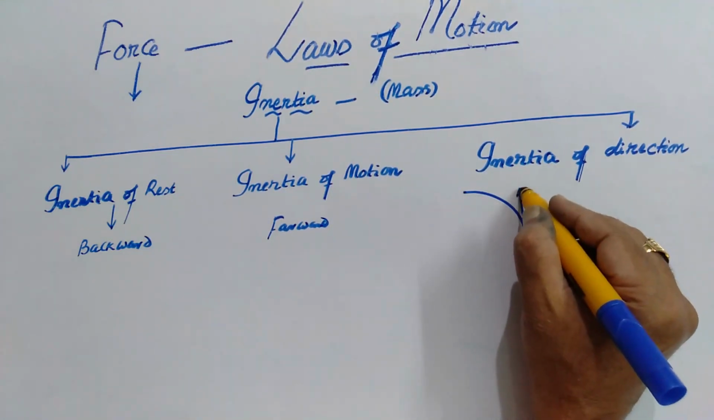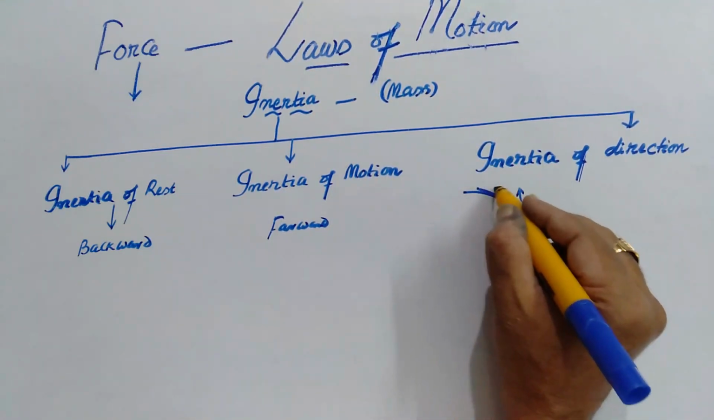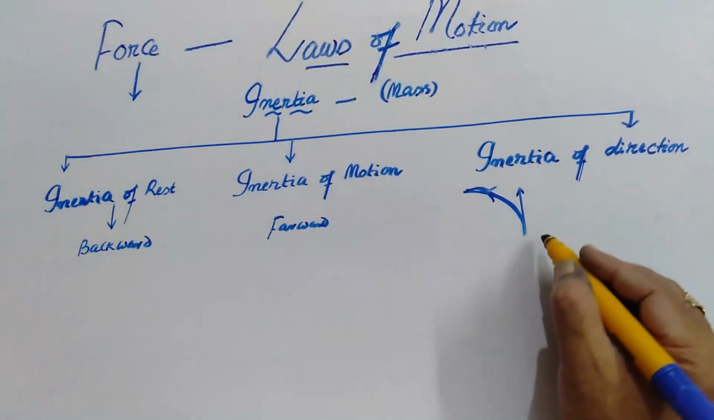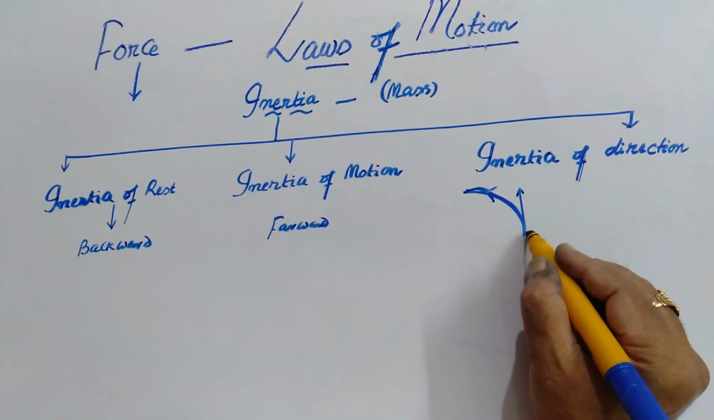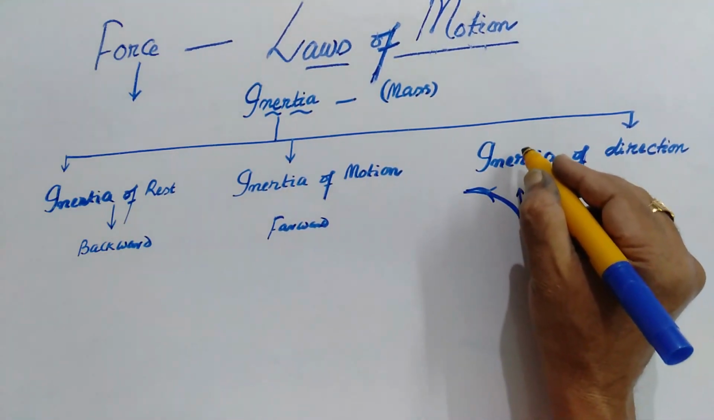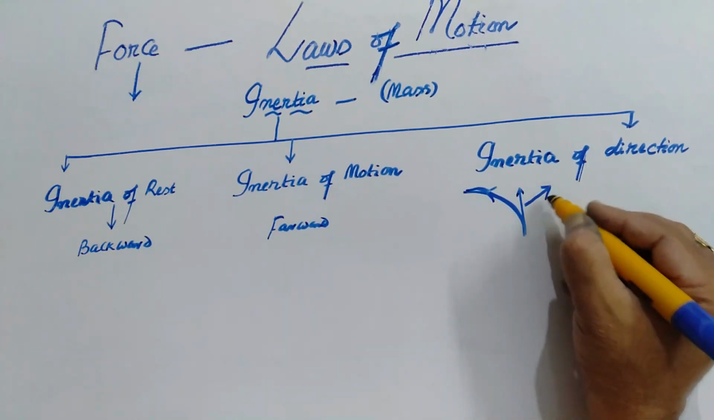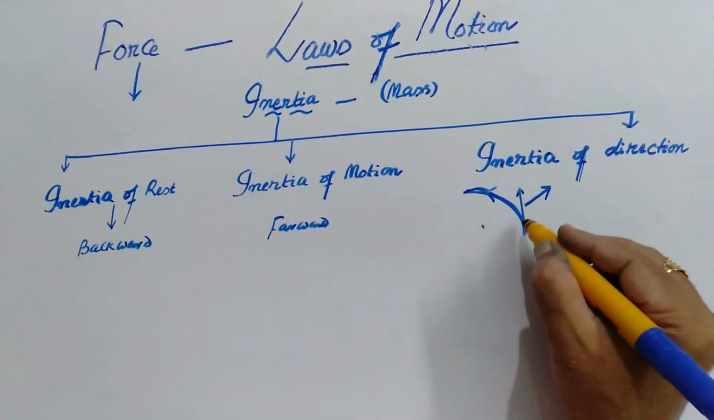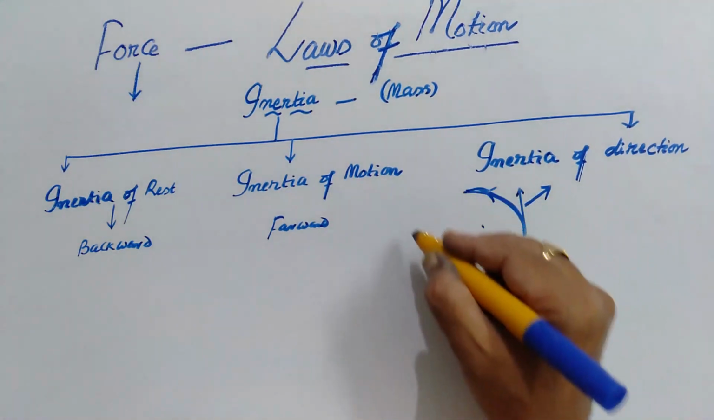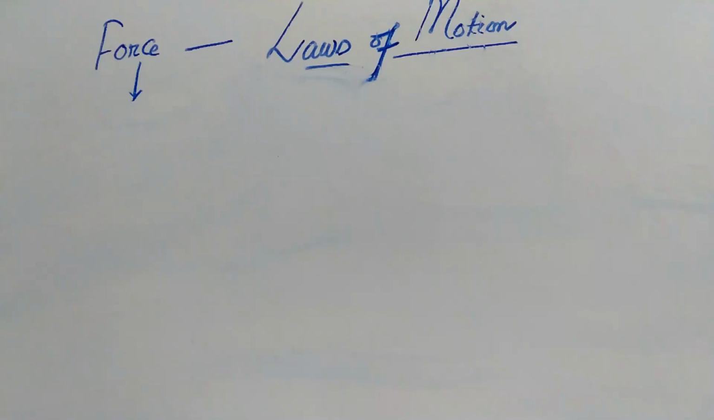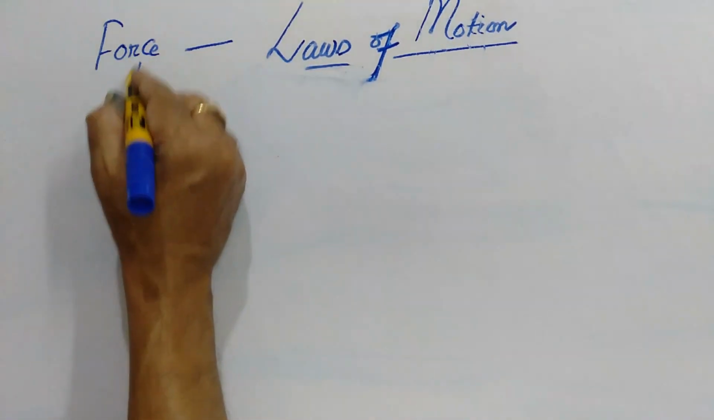Here, when the bus was going like this, all of a sudden it was turned to left or right. Then what happens? The passengers tend to remain in the same state of condition. As the bus is turned, therefore they will move away from the center of the circular path in which the vehicle is turned. Now let's define force.